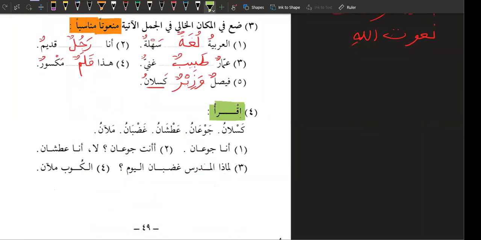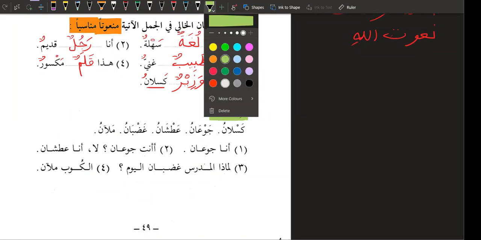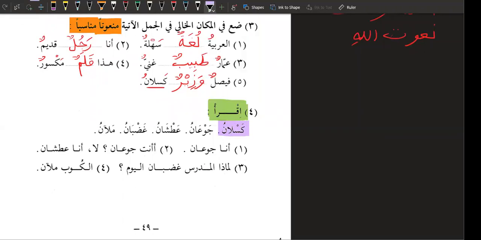Why does kaslan only have one dhamma and not two dhammas? We have kaslan, ju'an, 'atshan, ghadban, mal'an. If you look, all of them end with just one dhamma. Okay, can anybody tell me why?